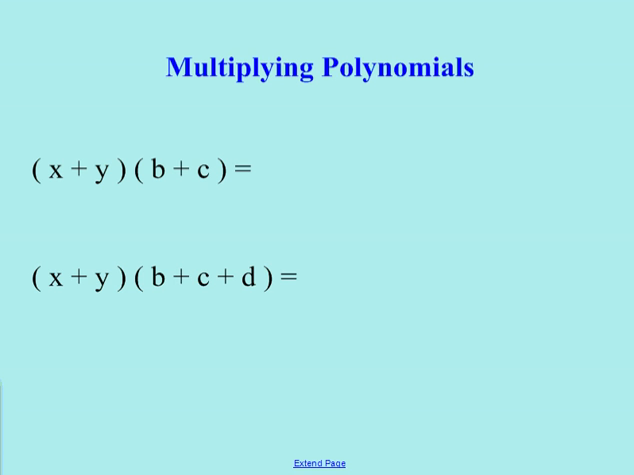Now, when we multiply polynomials, we are in a sense using the distribution property. In our first example here, we take our x and we distribute it to both terms in the next polynomial. So we end up with xb plus xc. Then we have to distribute the y to each term in the next parentheses. So we have plus yb and plus yc.